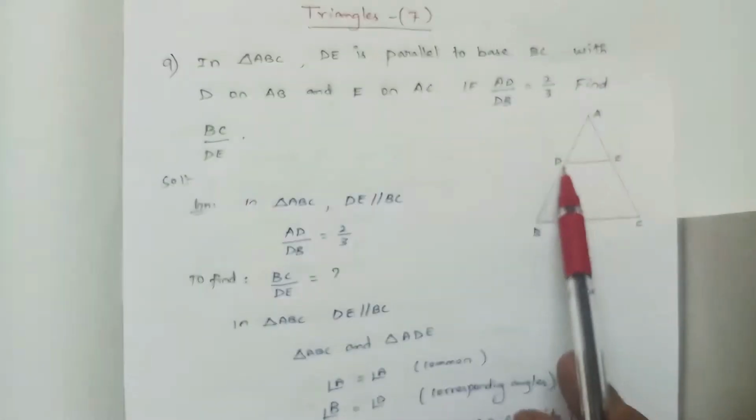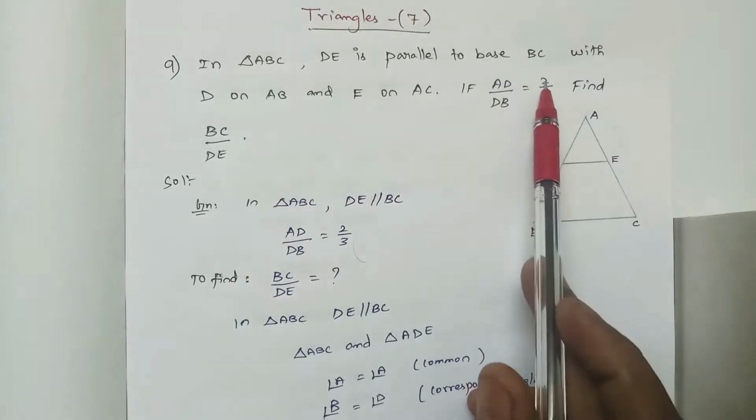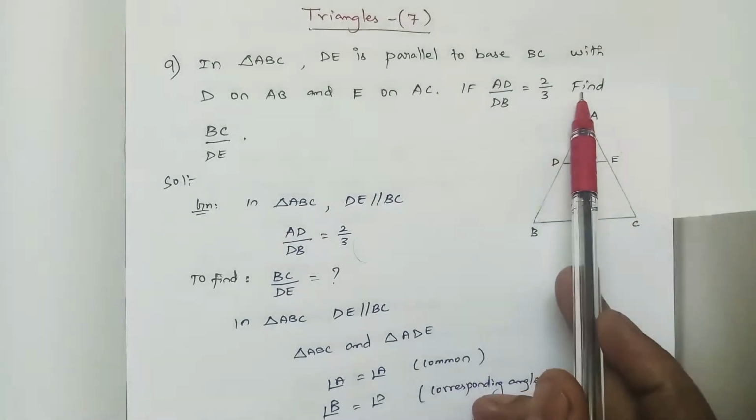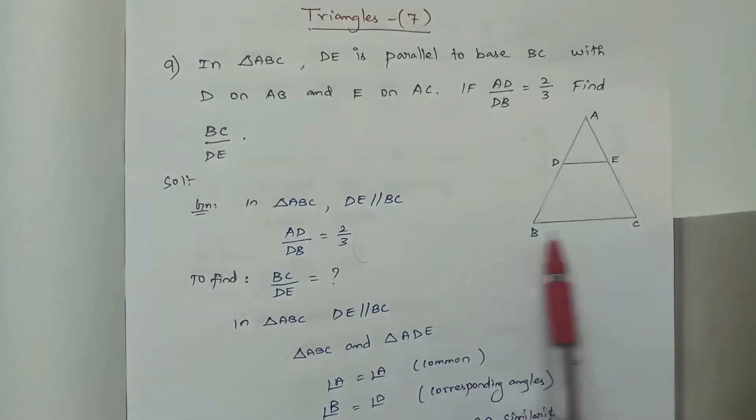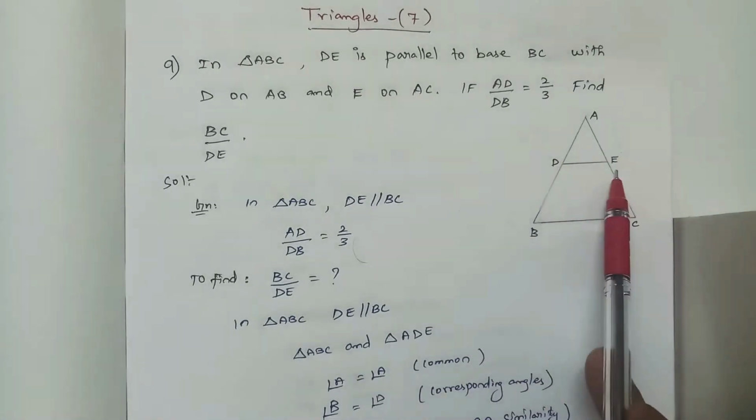If AD divided by DB is equal to 2 by 3, find BC divided by DE.